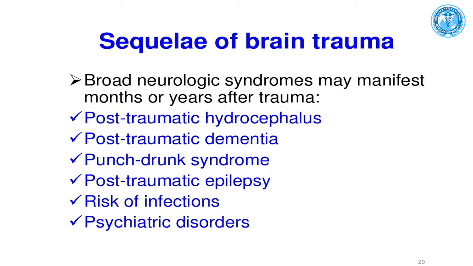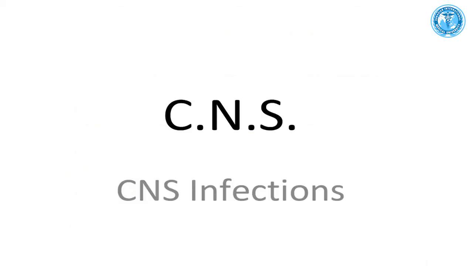Sequelae of brain trauma. Broad neurologic syndromes may manifest months or years after trauma. They are post-traumatic hydrocephalus, post-traumatic dementia, punch-drunk syndrome, post-traumatic epilepsy, risk of infections, and psychiatric disorders. And next topic is central nervous system infections.